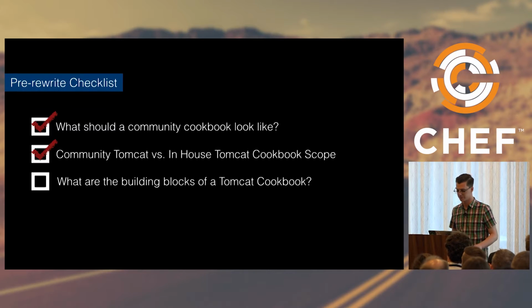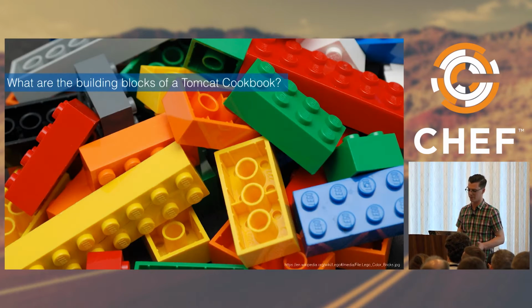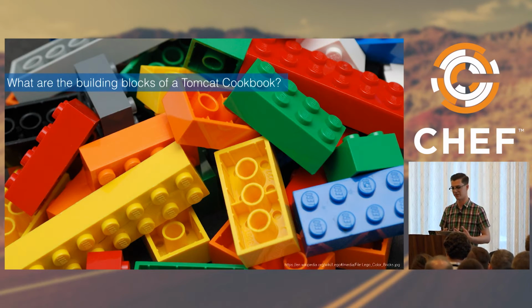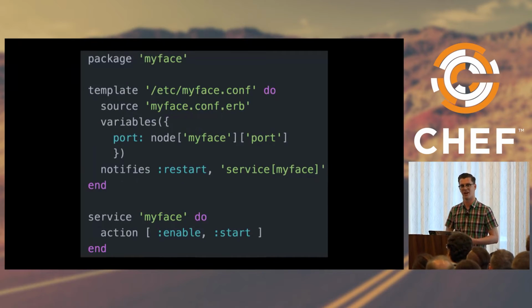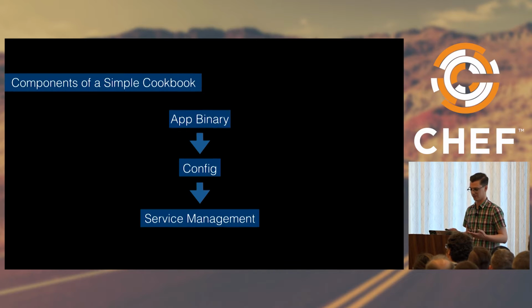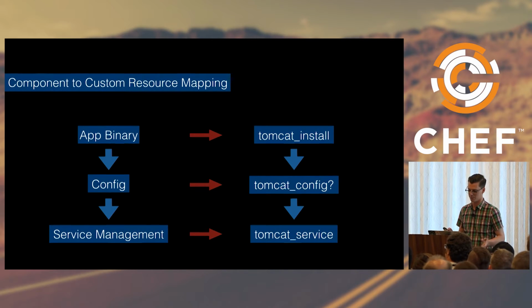So that's the scope. And then we can get to the cool stuff, which is, what are the building blocks of this specific cookbook? How do we figure out what we even need to build to make this thing right? And it all kind of goes back to that MyFace cookbook example, which I'm totally stealing from Seth Fargo. If anybody doesn't know, this is Seth Fargo's MyFace cookbook. We have three things here, right? We have this application binary that we're installing, the MyFace package. We have a MyFace config file, and we manage the service. And that is this: app binary, config, service management. It's a piece of cake, right? And the beauty is we can map that to the resources almost one-to-one.